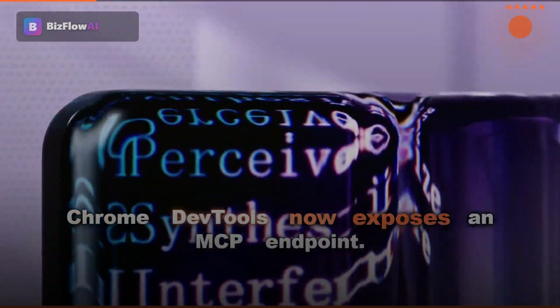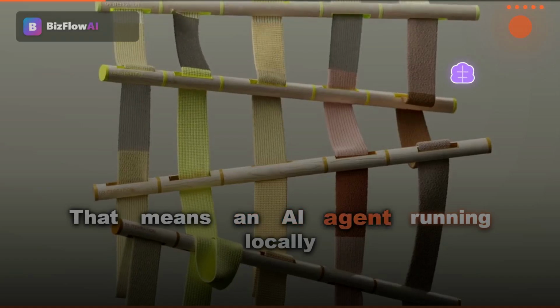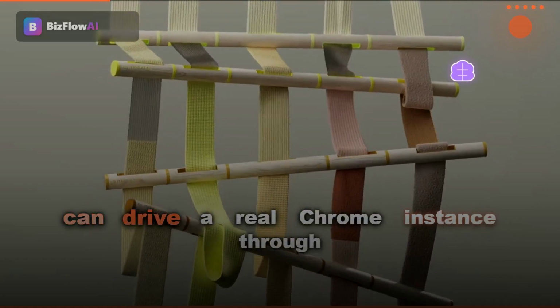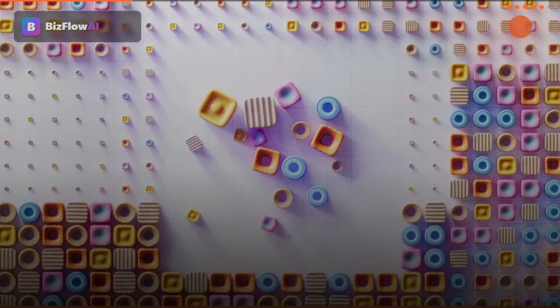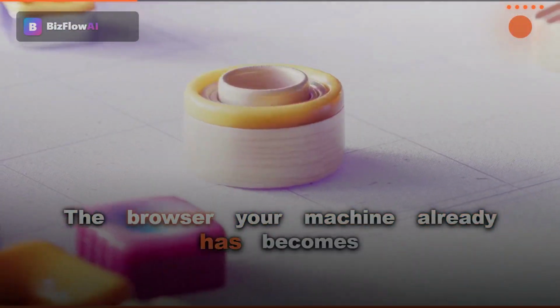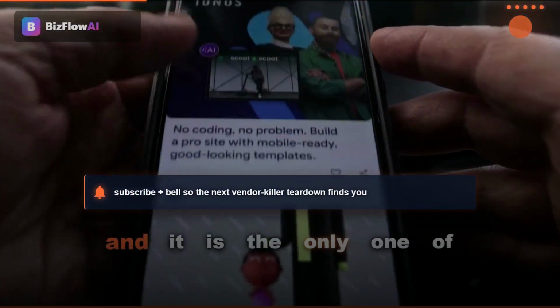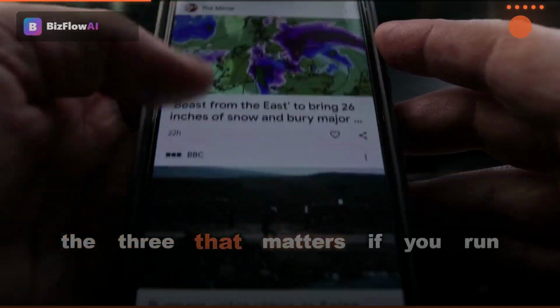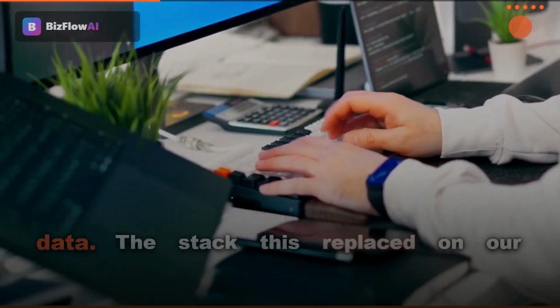Chrome DevTools now exposes an MCP endpoint. That means an AI agent running locally can drive a real Chrome instance through the DevTools protocol over a local socket. No cloud middleman. No API key. No per-page pricing. The browser your machine already has becomes the automation surface. That is the whole announcement, and it is the only one of the 3 that matters if you run a business on scraped or parsed web data.